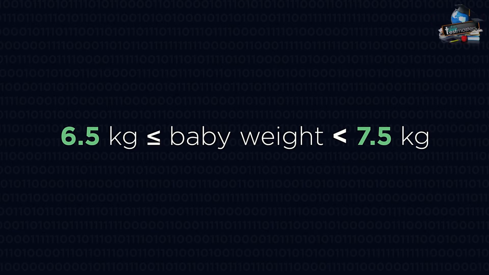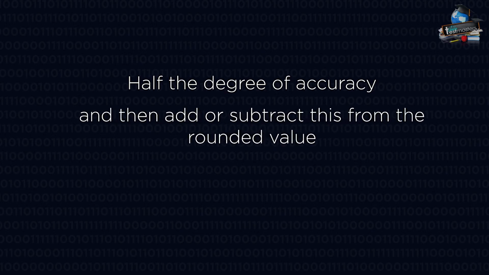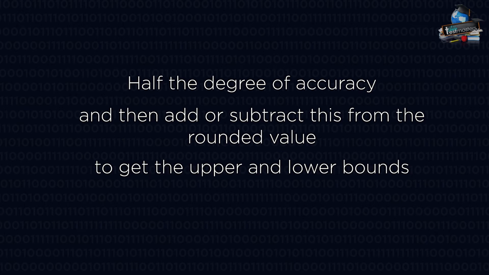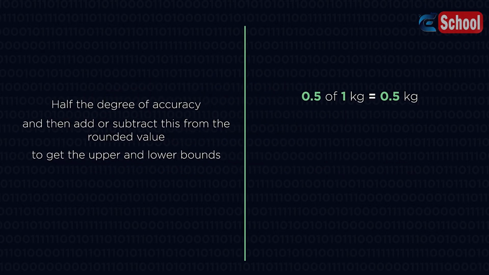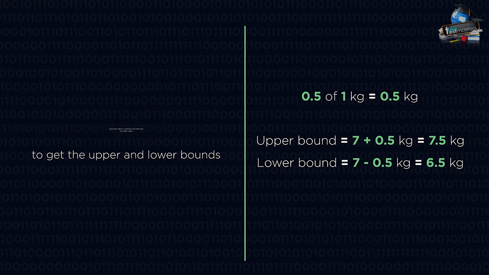If you find it difficult to visualise what the upper and lower bounds are, then there's a really simple method that will help. Half the degree of accuracy and then add or subtract this from the rounded value to get the upper and lower bounds. So for our 7 kilogram baby to the nearest kilogram, the degree of accuracy is 1 kilogram. So half of this is 0.5. 7 kilograms add 0.5 is 7.5 kilograms for the upper bound, and 7 kilograms subtract 0.5 is 6.5 kilograms for the lower bound. So this method may come in handy when thinking about decimal places and significant figures.